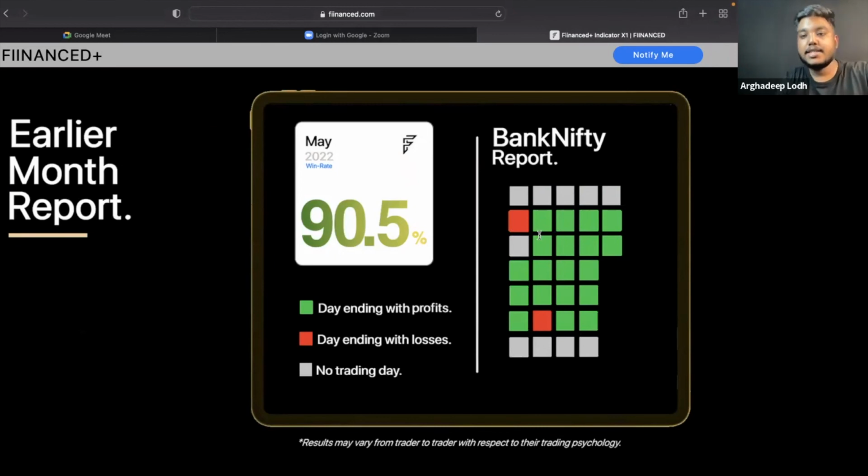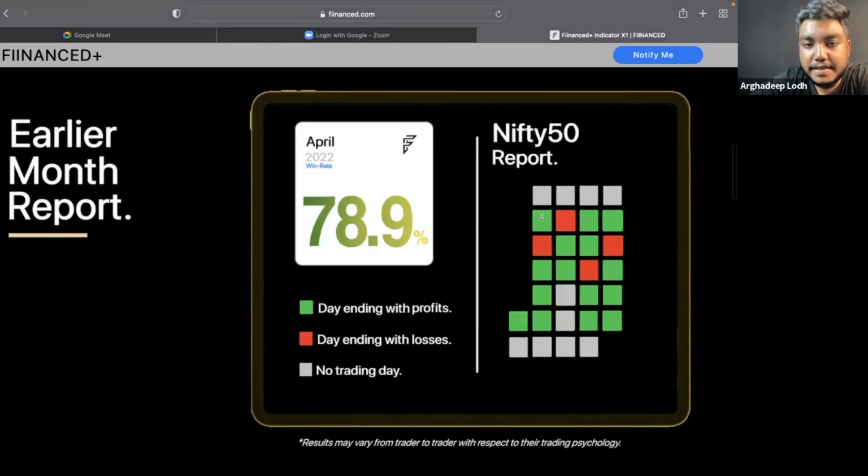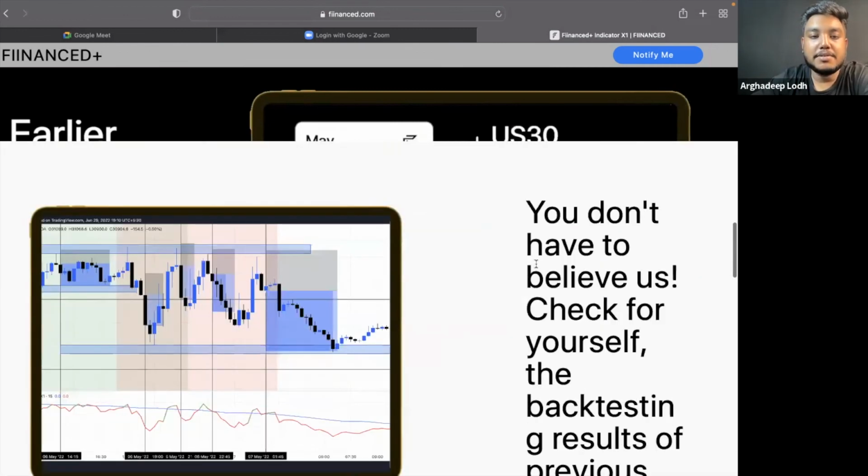All the green days, the indicator made profit. This is Nifty. This is April. In April, you see 78.9%, almost 80%. There was an 80% win rate in Nifty 50 in April. So this is here you can do.